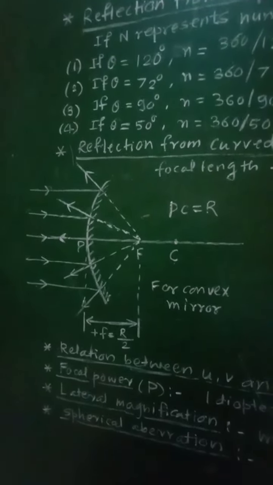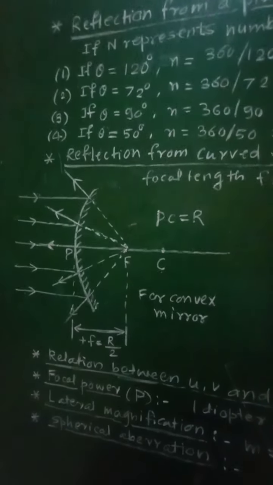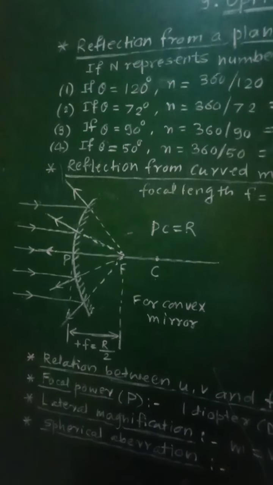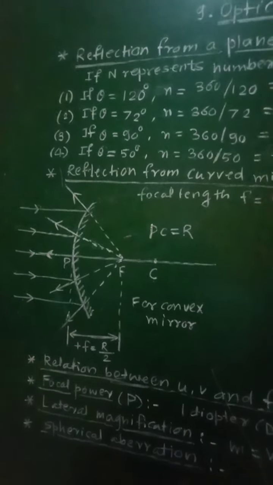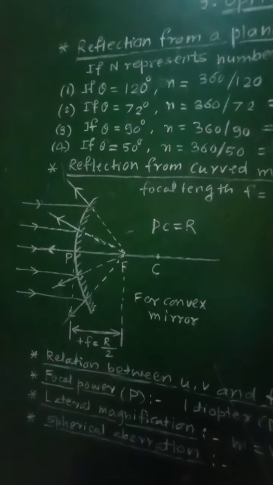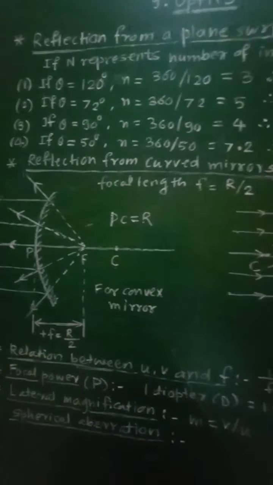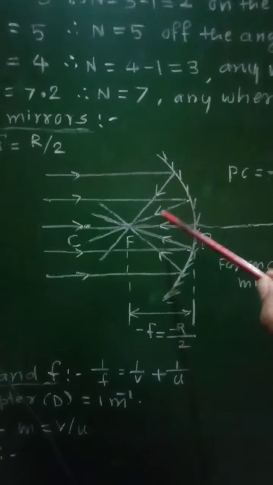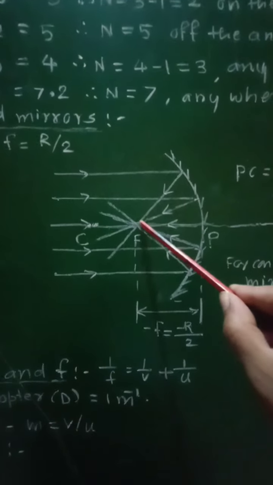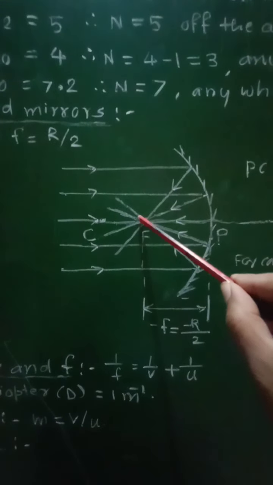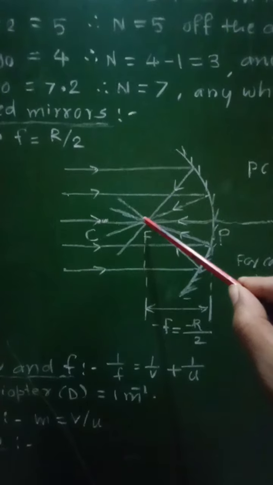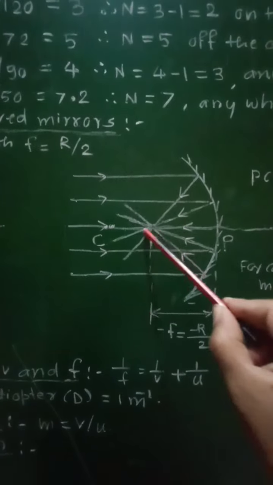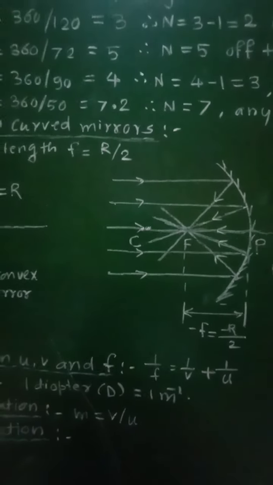Now if you consider this focal length, then for a concave mirror, it is the distance at which parallel incident rays converge. So for a concave mirror, if you consider any concave mirror like this, then these rays of light after reflecting are meeting here at point F. So this will represent the focus of that mirror, and this distance will be the focal length of that mirror.